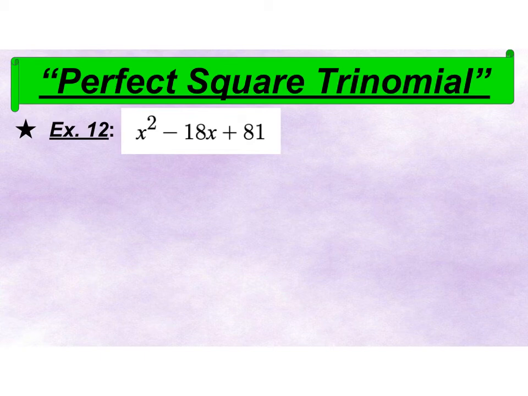Oh, what's different? Up here, we have minus. So we're going to take the square root of the first, the square root of the last, and the sign of b. So this one becomes x minus 9, x minus 9.